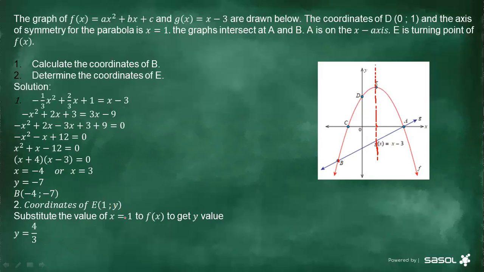Then you take the value of x, which is 1, and substitute it into this equation of the parabola, and it gives us y as 4/3. So these are the coordinates of E.